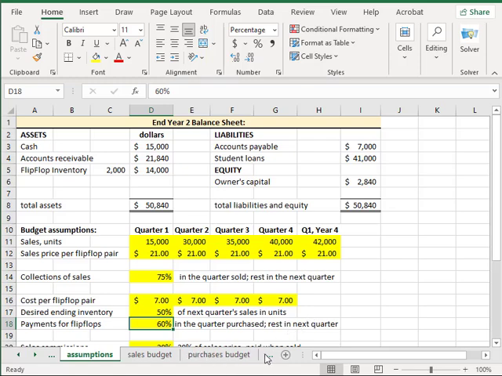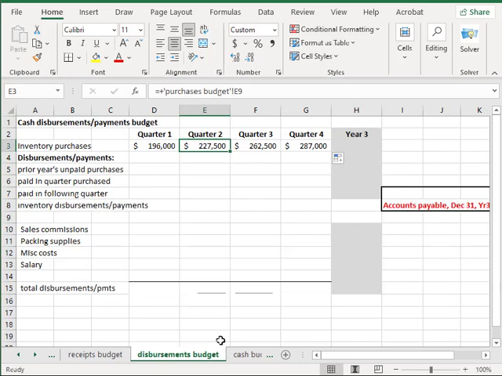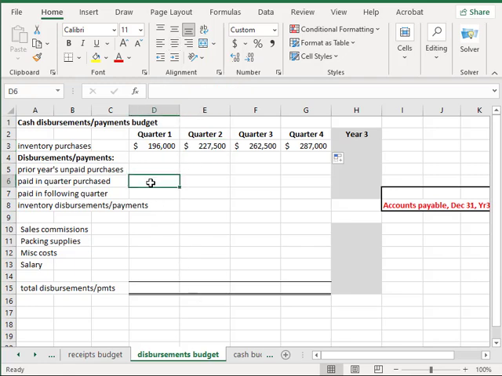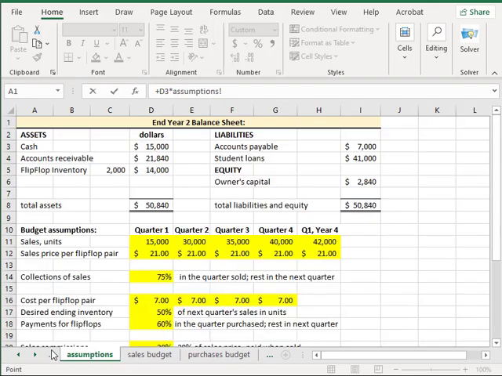So this has a similar rhythm to the cash receipts budget, that even though we sold it to the stores, they have a couple of weeks to pay, so we may not have gotten the cash in the same quarter that we sold it. Same thing here. We may not have paid in the same quarter that we purchased it. So paid in the quarter purchased, so of the $196, what percent was paid in that quarter?